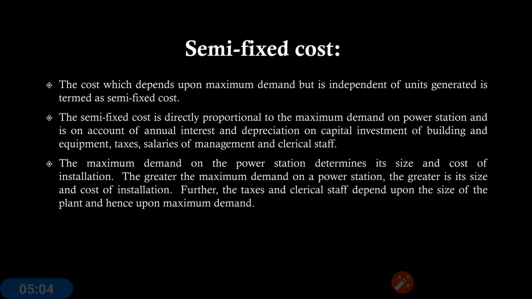Now, as we already discussed, the maximum demand on the power station determines the size and the cost of installation. The higher the maximum demand, the higher will be the size of the generator and the higher will be the cost of installation.